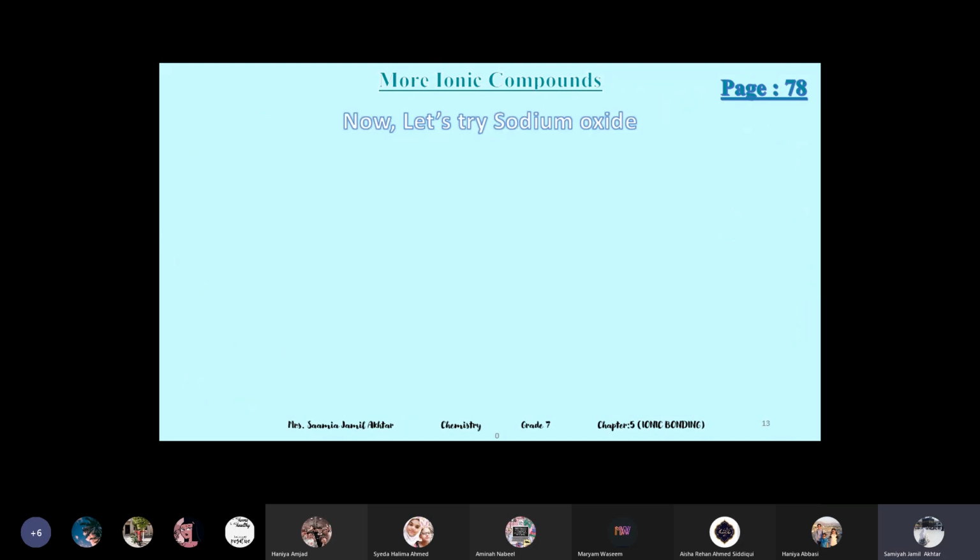Okay, now next one is, this example is also in your book. Let's try sodium oxide. Sodium's atomic number is 11 and oxygen is 8, 8 electrons. I'm giving you 3 minutes or 5 minutes, so attempt it.